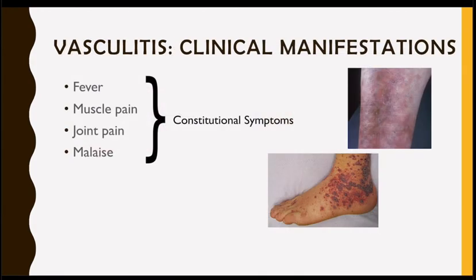So the clinical evidence of vasculitis, the first four on the list, and yours are listed in one line instead of a bullet point, are what's referred to as constitutional symptoms.